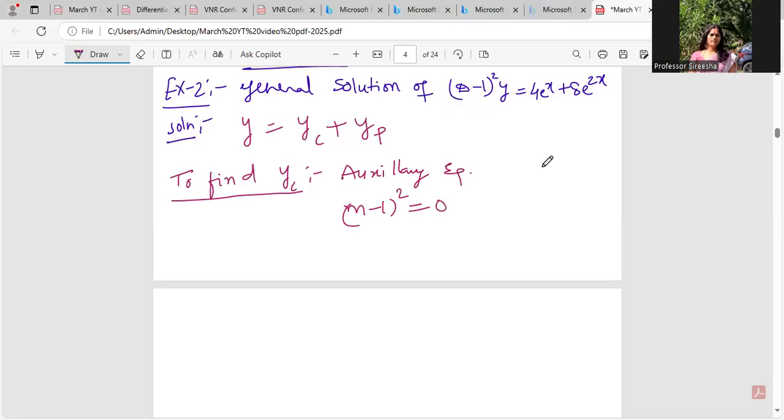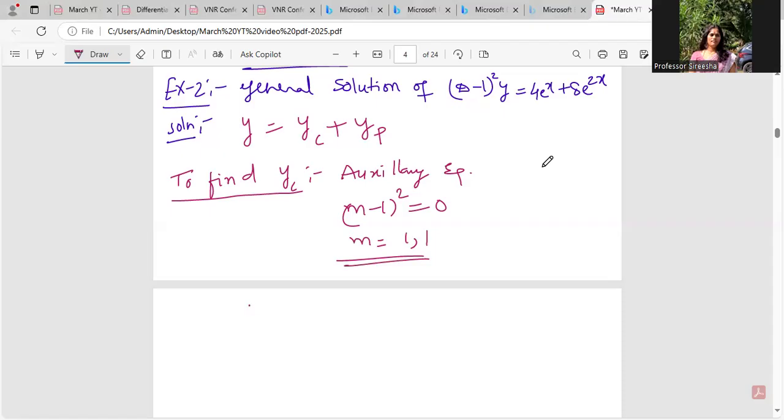Why? Because D is a differential operator. I can't write as I like when D is there. If M is there, it would be a quadratic equation, so I can handle it in any way and every way I like. Now, what are the roots for it? M is equal to 1 comma 1 are the roots for it.